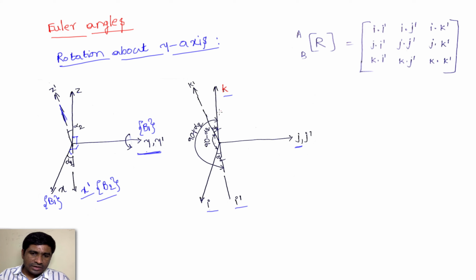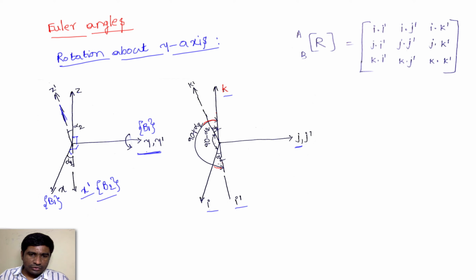And what is the angle between k and k dash? That is alpha, and for i dash also alpha. And the angle between k and i dash, this is the k and this is the i dash, that is 90 plus alpha 2 here.